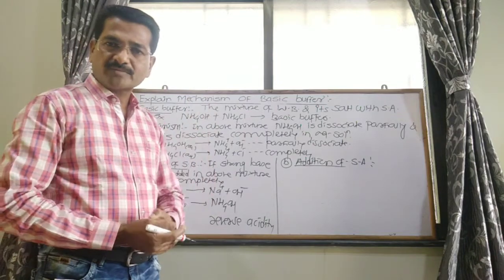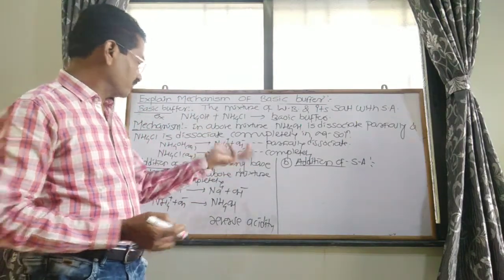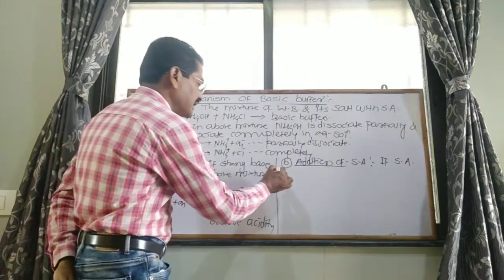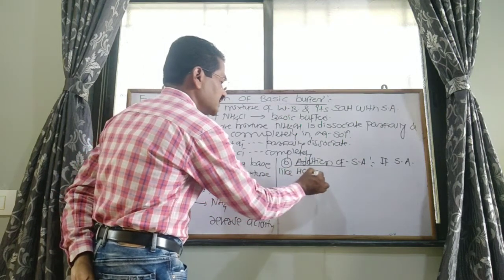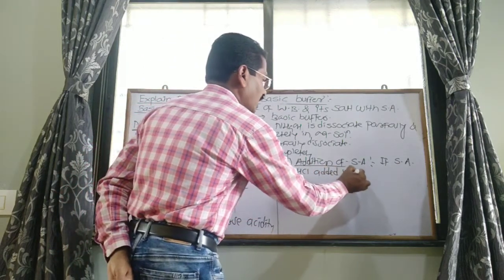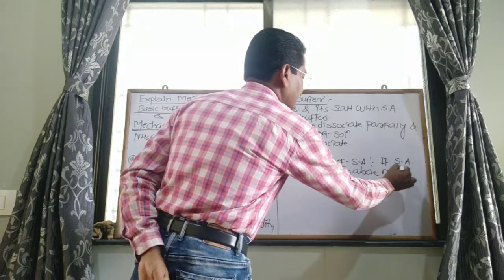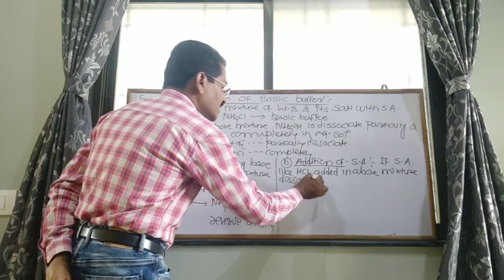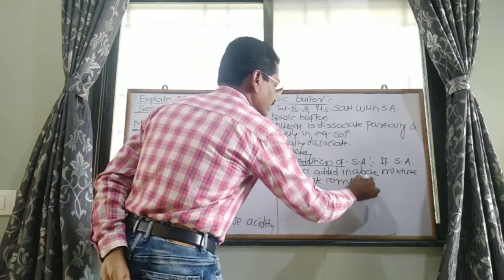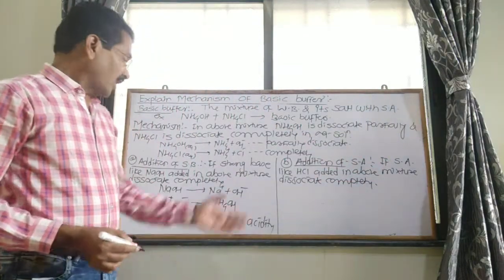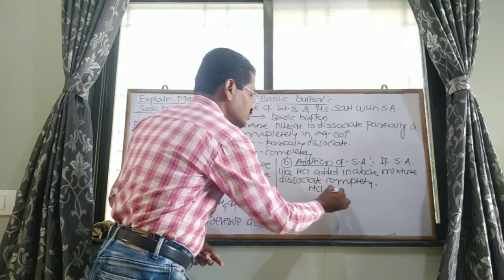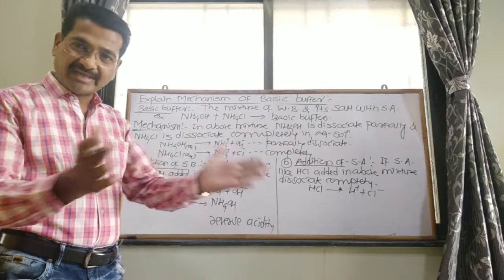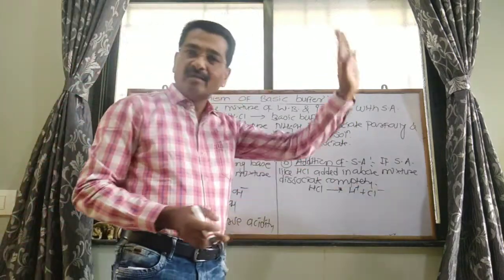If a small amount of strong acid like HCl is added to the above mixture, it dissociates completely as follows. How does it dissociate? HCl dissociates to form H plus and Cl minus ions.